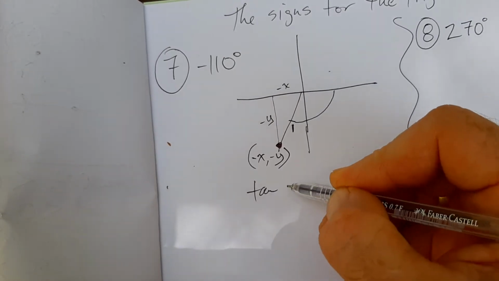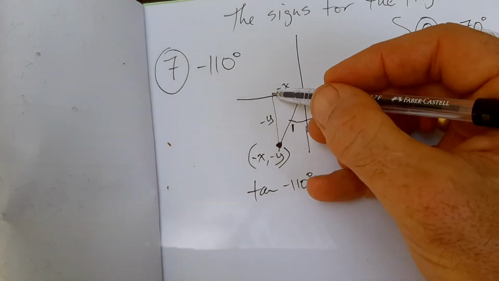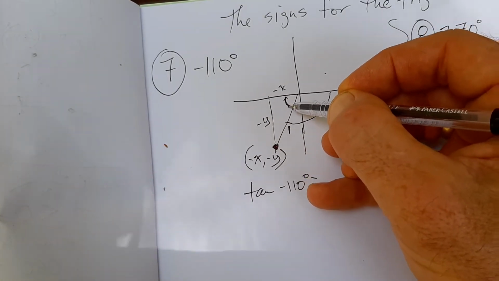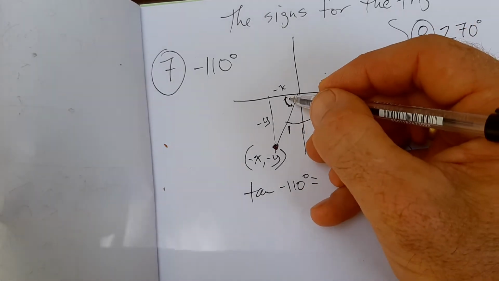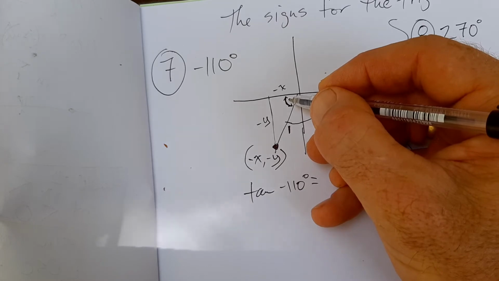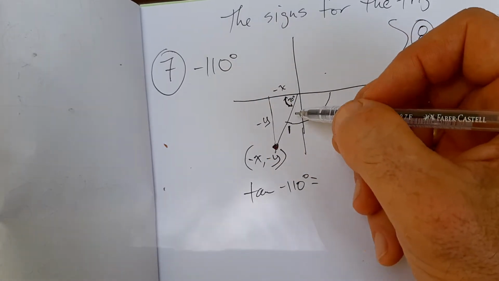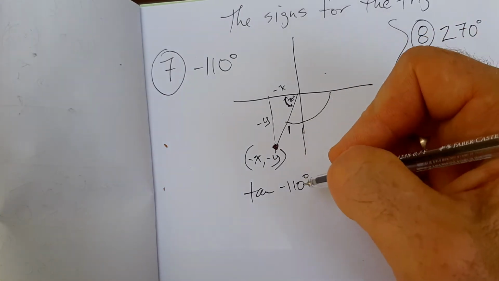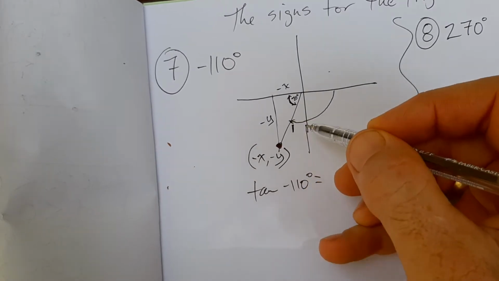Tangent of negative 110 is going to be the opposite. There's our angle once again. You can draw your angle here if you want to. This angle is 70 degrees right there, right? 70 plus 110 is 180. So this is minus 110. The tangent of minus 110 gets us right here in this little system.